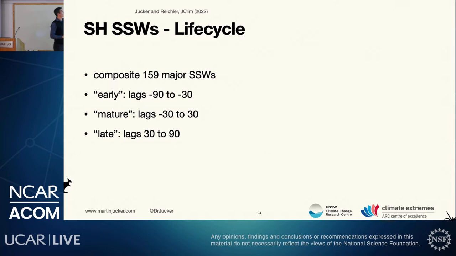And I'll focus on the major Southern Warmings simply because I can. I have enough of those events, and I expect those to be the strongest and therefore the most impactful. And I'll also always divide the analysis into the early stage, which is 3 months to 1 month before the onset, a mature stage, which is around the onset, plus minus 1 month, and the late stage, which is 1 month to 3 months after. Again, we can have these long lags because we have so many events.